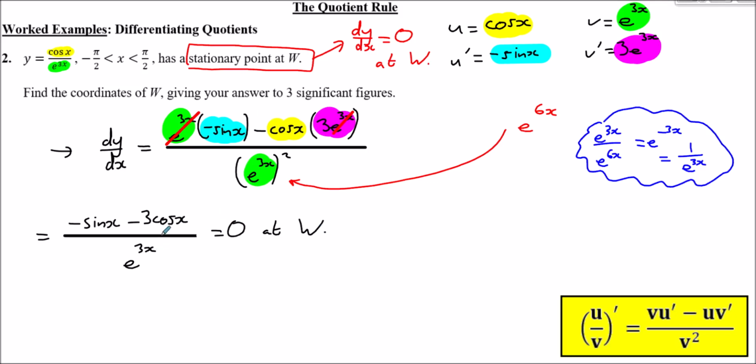So how can this equal 0? Well, for a fraction to equal 0, the numerator must equal 0. So therefore we set minus sine x minus 3 cos x to be equal to 0. So minus sine x minus 3 cos x equals 0. We can now rearrange this and solve without too much difficulty.